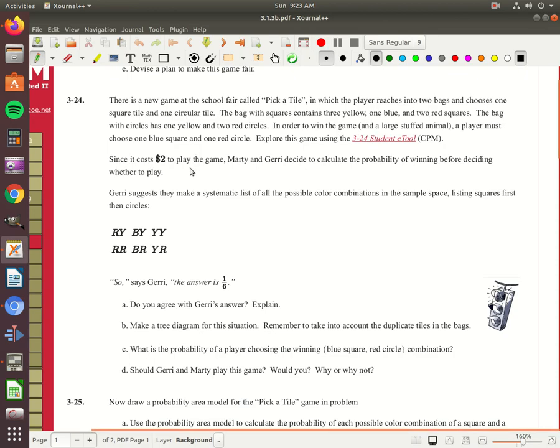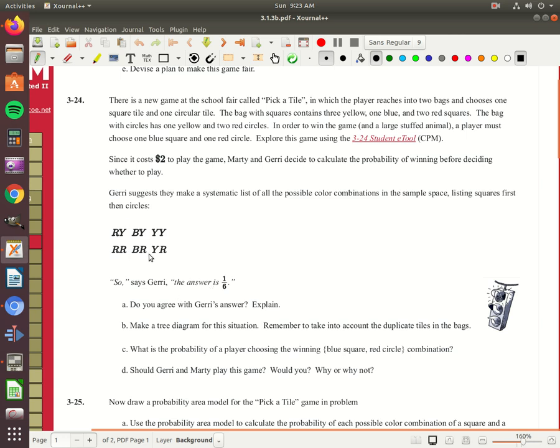Okay, so now it costs $2 to play this game, and Marty and Jerry decide to calculate the probability of winning before deciding whether to play. Jerry suggests they make a systematic list of all the possible color combinations in the sample space, listing squares first, then circles. So you can have a red square and a yellow circle, a blue square and a yellow circle, a yellow square, a yellow circle, etc.